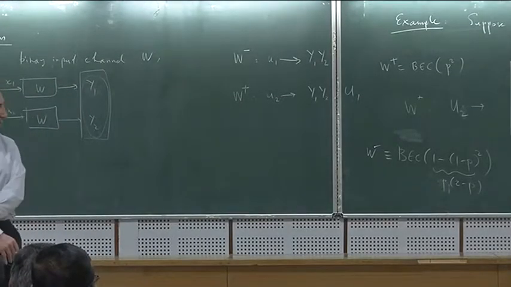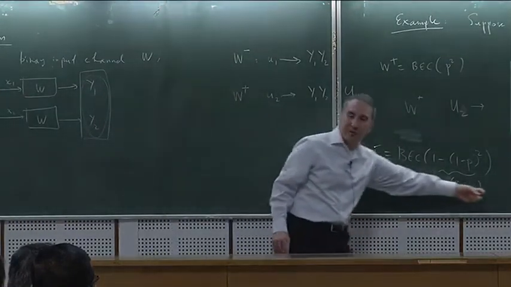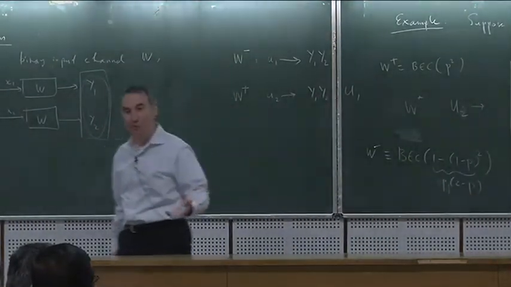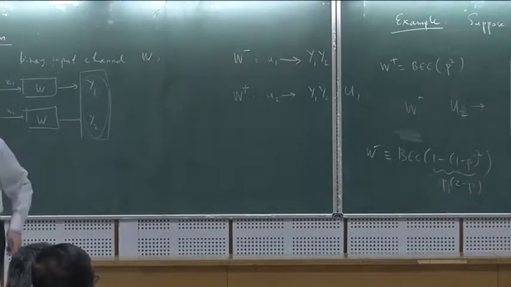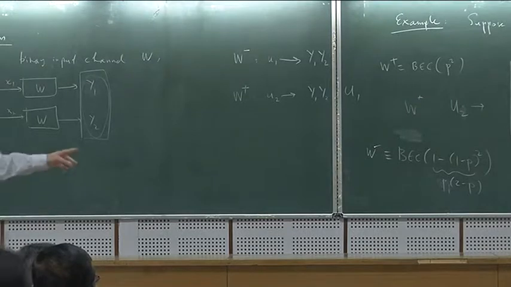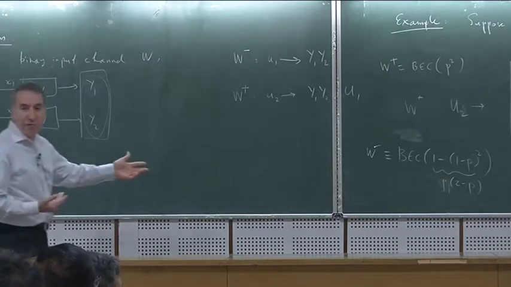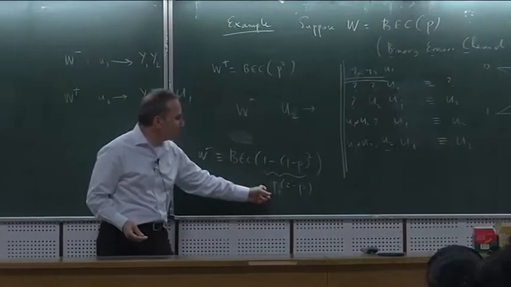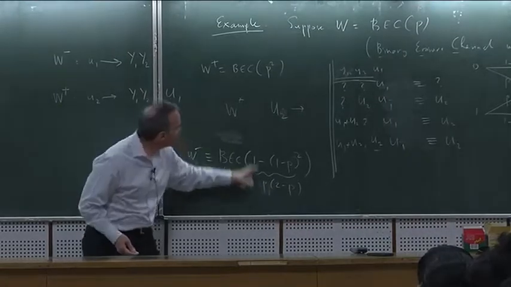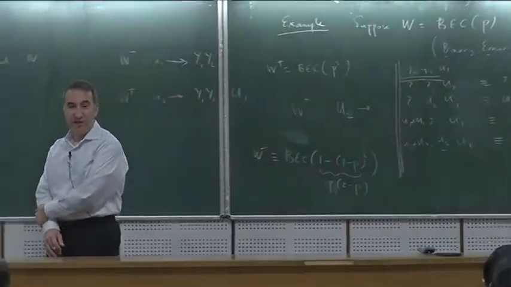Well, P times 2 minus P is bigger than P because 2 minus P is bigger than 1. Because P is between 0 and 1, so 2 minus P is more than 1. So P times something which is more than 1 is more than P. So the W minus channel is worse. It erases more. W plus channel erases less. In fact, their average erasure probability, if you took the average of this number here and this number there, you get exactly P.